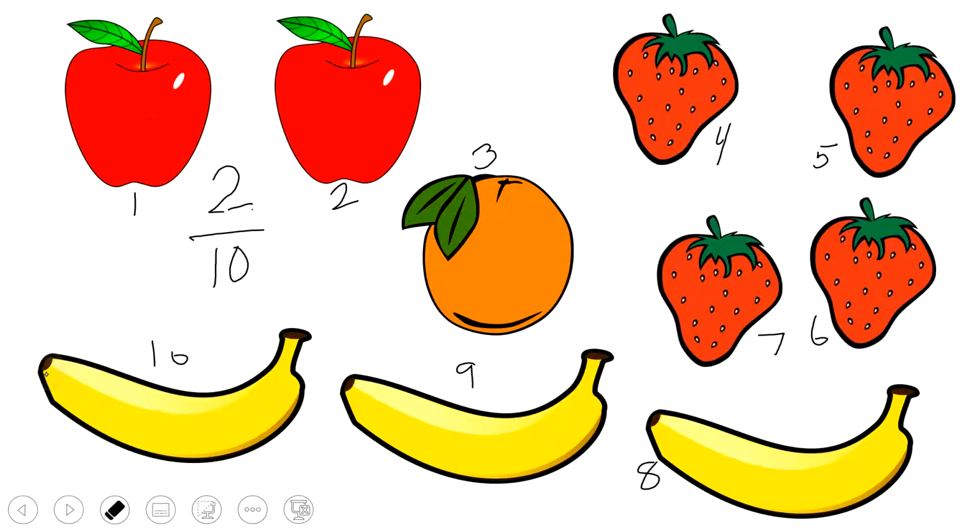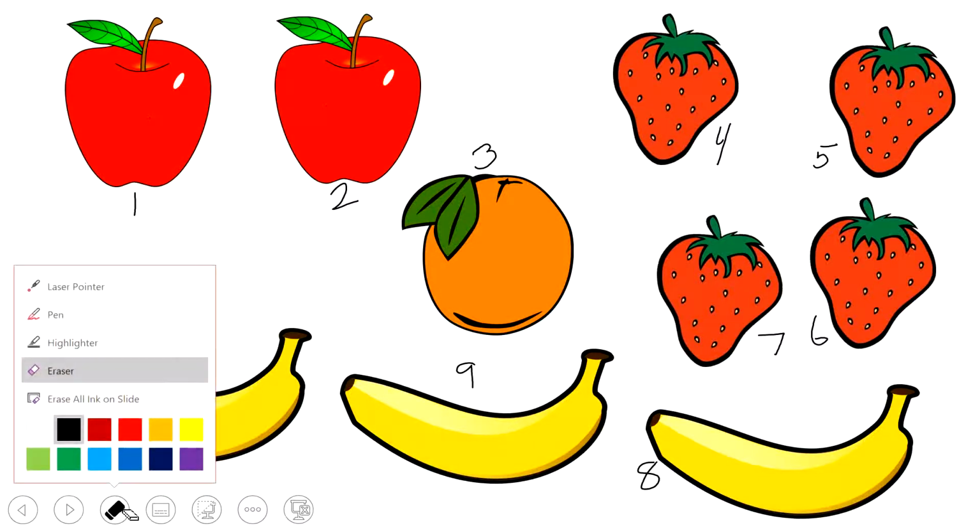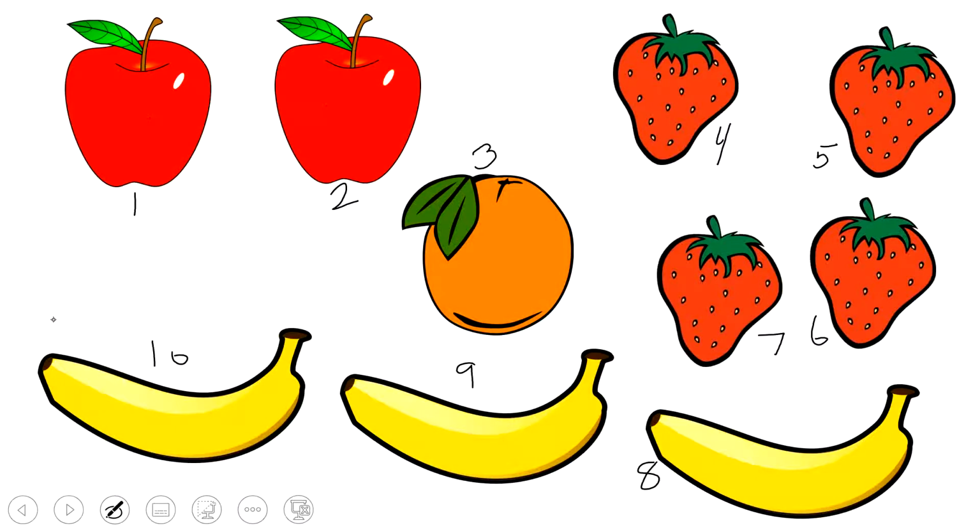If I wanted to say what fraction of the fruit are red, I'm going to count all the red fruit. 1, 2, 3, 4, 5, 6. So I'm going to say 6/10 of the fruit are red. So again, I'm thinking of all the fruit as one whole and each piece of fruit as a piece of the whole. So then I can do fractions.